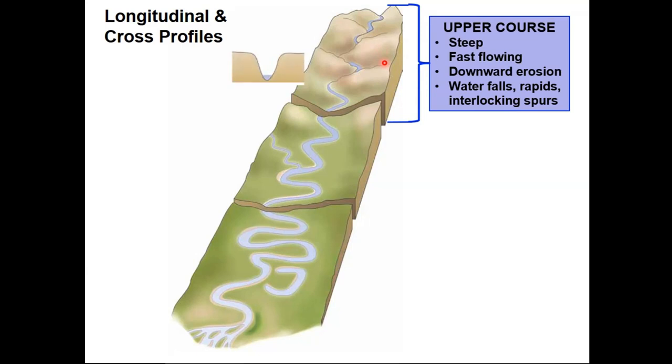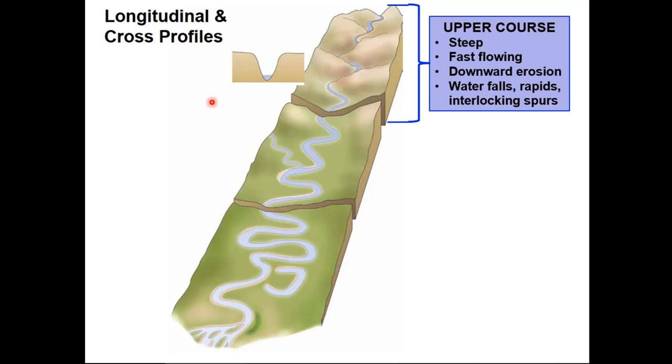Then we go to the cross section of this, and like I just said to you, the valley is steep. Something you can write down is that vertical erosion is the order of the day, and your valleys are V-shaped. And when these valleys are very close together, in other words, the V runs like that and not that, we refer to that as a gorge.